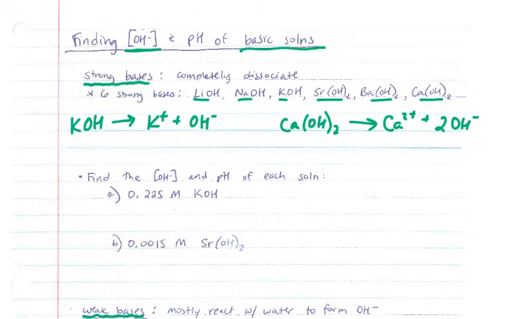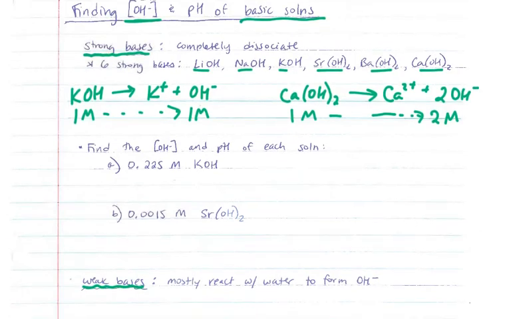So it's just these 6 strong bases that you need to know that do that. If you have 1 molar potassium hydroxide, then you have 1 molar hydroxide. If you have 1 molar calcium hydroxide, it's going to dissociate into 2 molar hydroxide because you have twice as much. For every 1 mole of the calcium hydroxide, you make 2 moles of hydroxide ions. So for a quick practice problem, find the OH concentration for each of these strong bases.